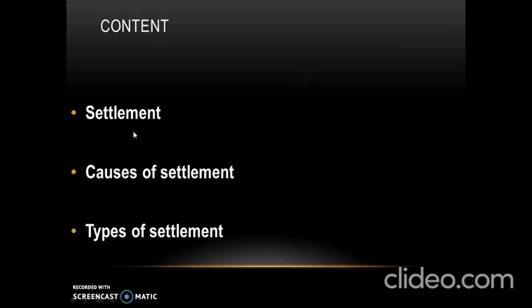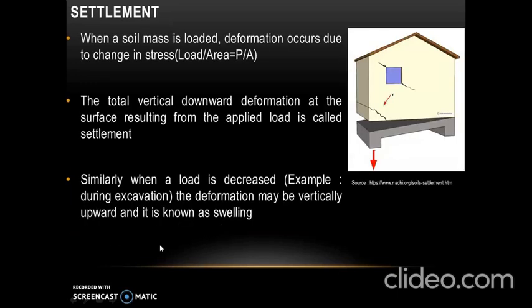The contents covered in this presentation are the definition for settlement, what are its causes, and various types of settlement.